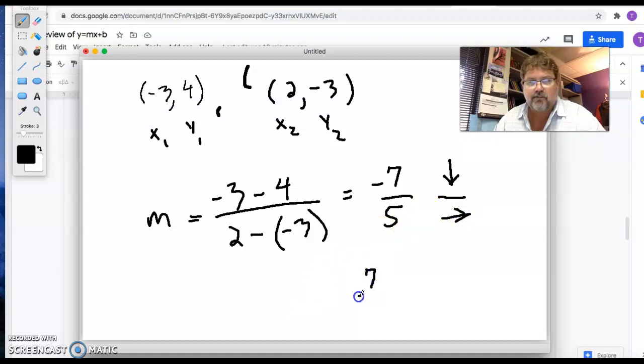This could also be, and I'll show you this later, up 7, left 5. All right, for a negative slope, the numerator can be negative or the denominator. They both can't be because it makes it a positive. So when you get a slope that's negative, it can be graphed either way. I can go left 5, up 7, or down 7, right 5.